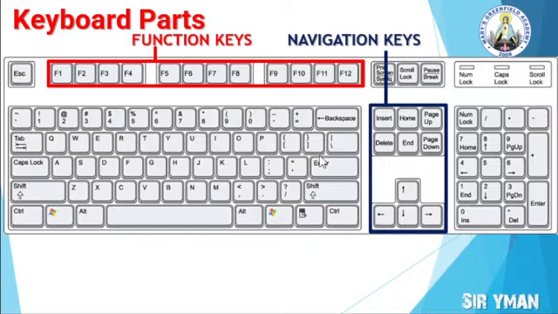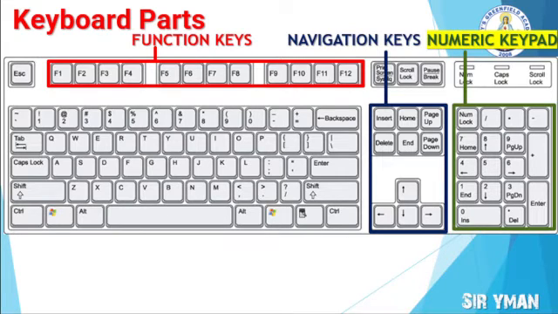And then at the right side of the navigation keys, at the rightmost of the keyboard, over here, you can see numbers 7, 8, 9, 4, 5, 6, 1, 2, 3 with mathematical symbols. So it's called the numeric keypad. Okay, again, numeric keypad.